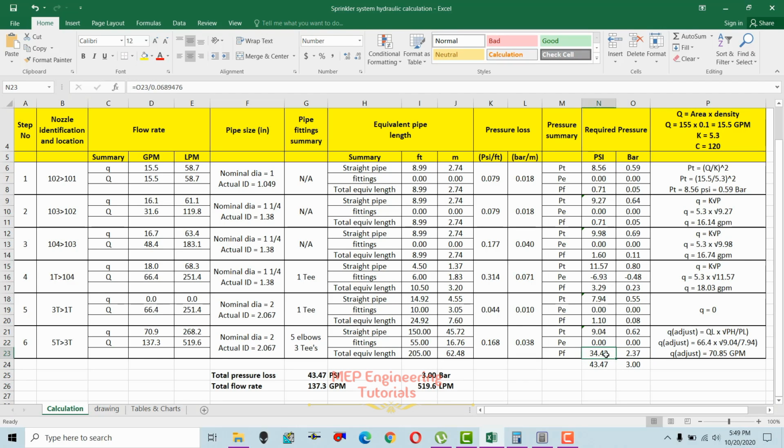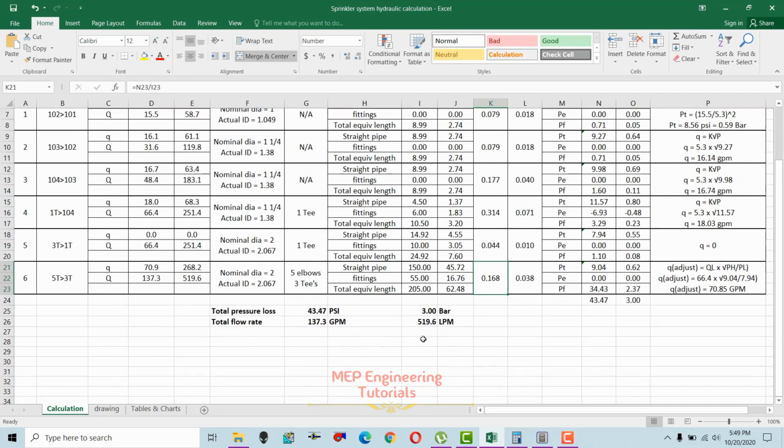Just apply the conversion in here. So again you just need to divide this pressure loss in bar by the equivalent length, and you will get bar per meter. For psi it is the same thing: you have to divide the required pressure by the total equivalent length in feet to get psi per foot.